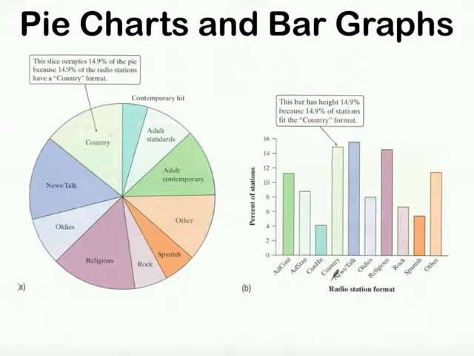The next that we talk about is a bar graph. And so you can see on the bar graph, country was 14.9%, and so it is close to the top and around 14.9 on our bar graph.